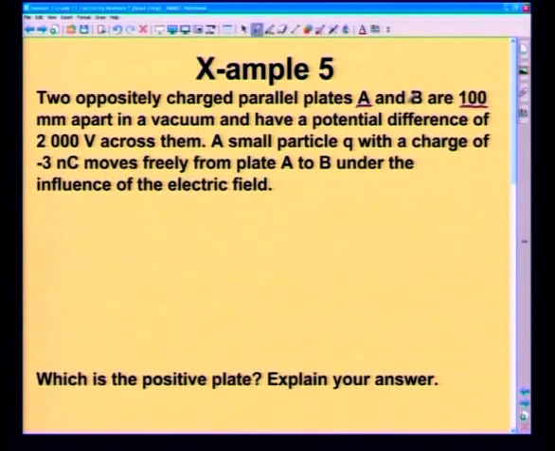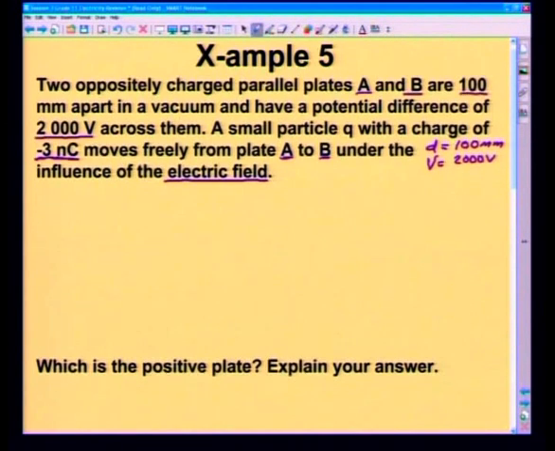We've got two plates, A and B. They are at distance d, 100 millimeters apart. And the potential difference between them is 2,000 volts. So V is 2,000 volts. And there is a small charge, -3 nanocoulombs, which is moving freely between the plates, and it moves from A to B under the influence of the electric field.